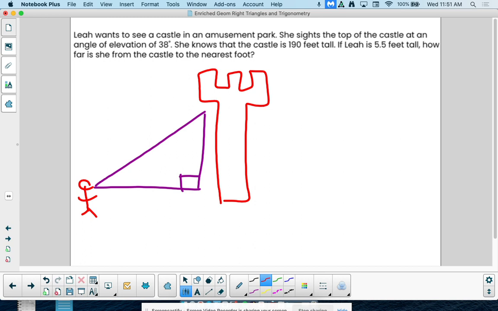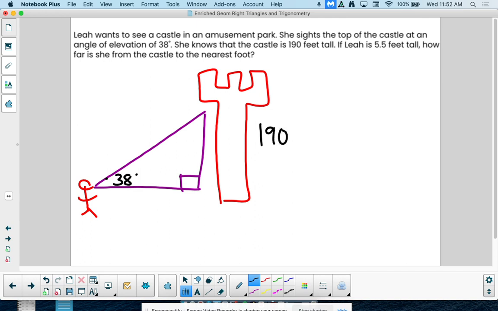She's looking at the castle with an angle of elevation of 38 degrees. Where do you think that 38 is going to go? By her eyes, right? She's looking up towards the castle, so here's my 38 degrees. She knows the castle's 190 feet tall. Where is that going to go? If you're looking at how tall something is, it's on the opposite. This is your castle: 190.